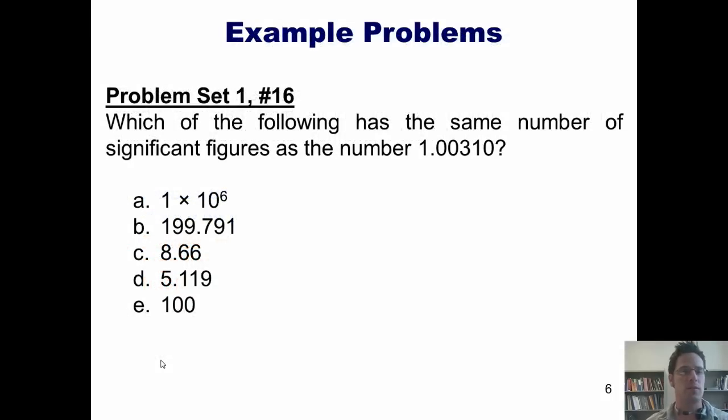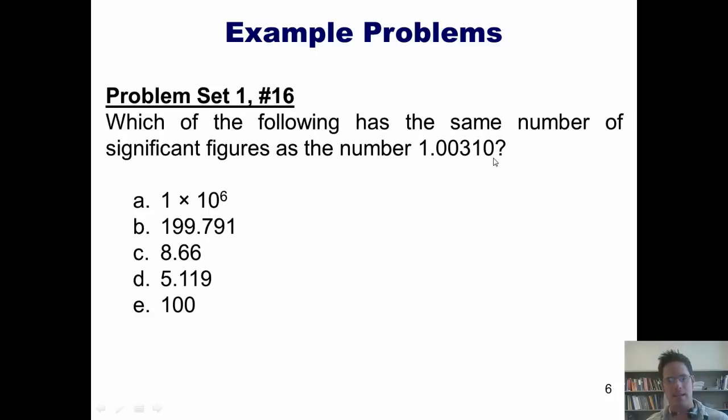So this brings us to our first problem. Which of the following has the same number of significant figures as the number 1.00310? In order to answer this, we have to first determine how many significant figures this value actually has. 1.00310 has how many significant figures? Well, as we look at it, these 2 zeros, the ones between the 1 and the 3, we ask ourselves, are they significant? Well, according to Rule 1 from our previous slide, they are, because they lie between 2 non-zero integers. What about this final 0 at the end?